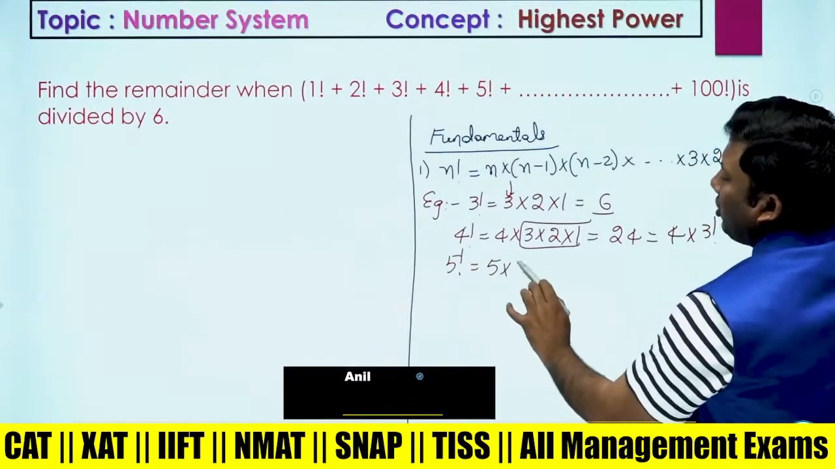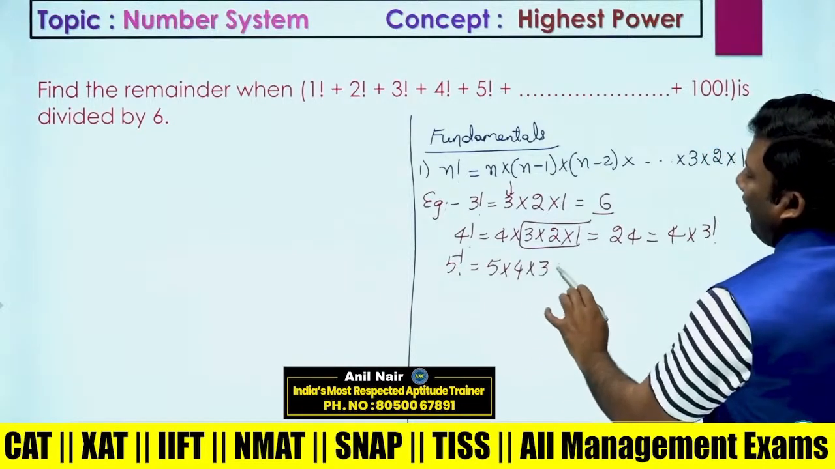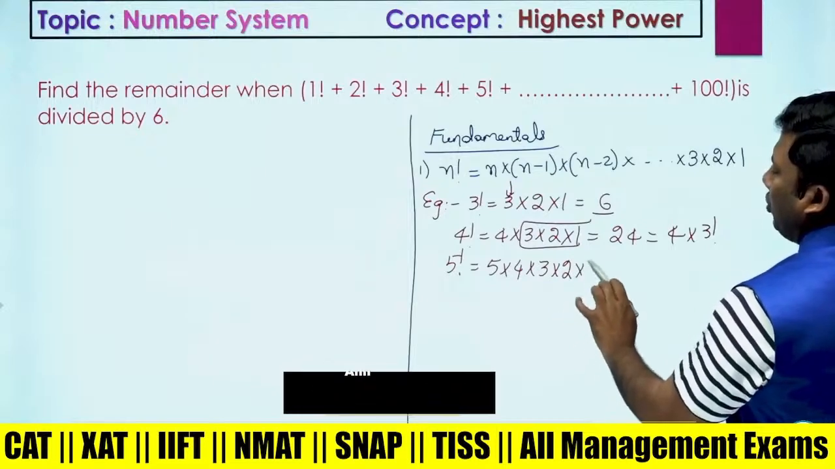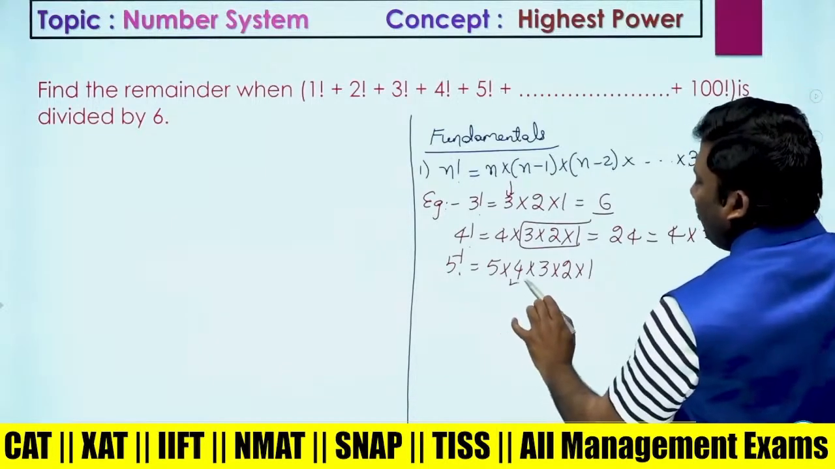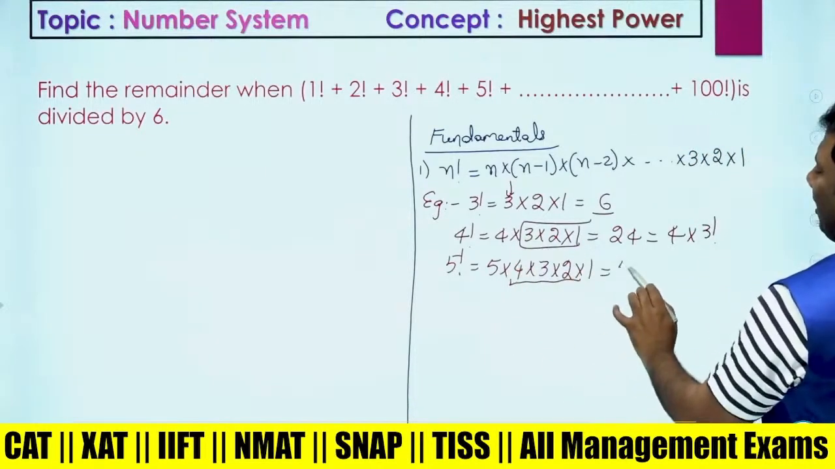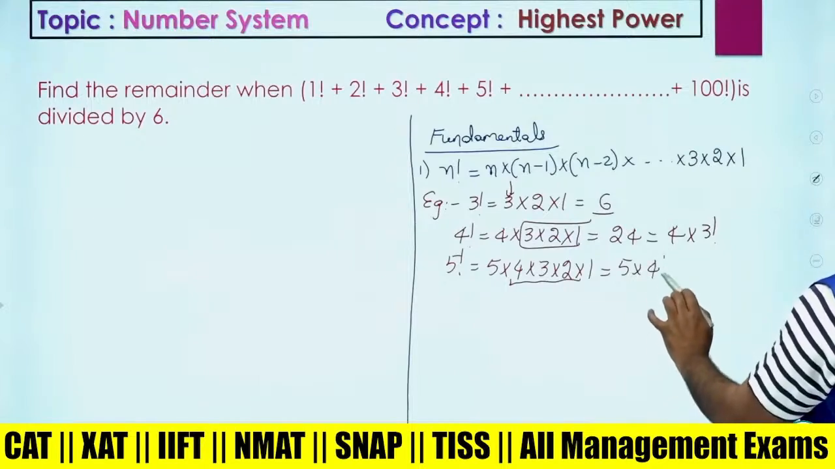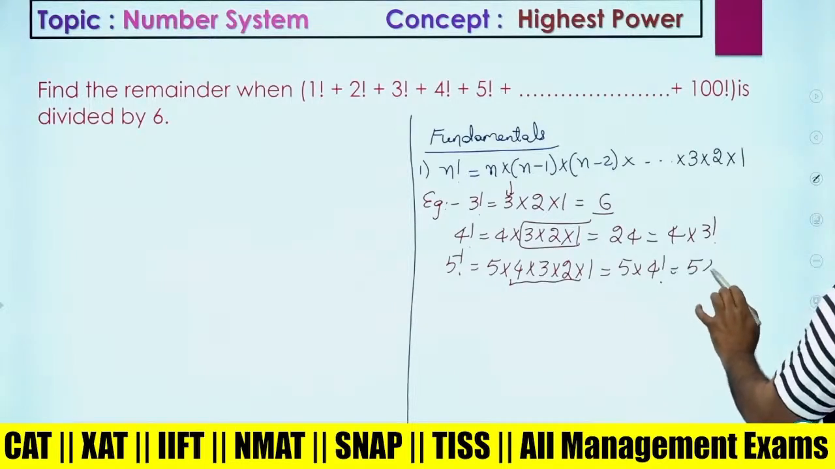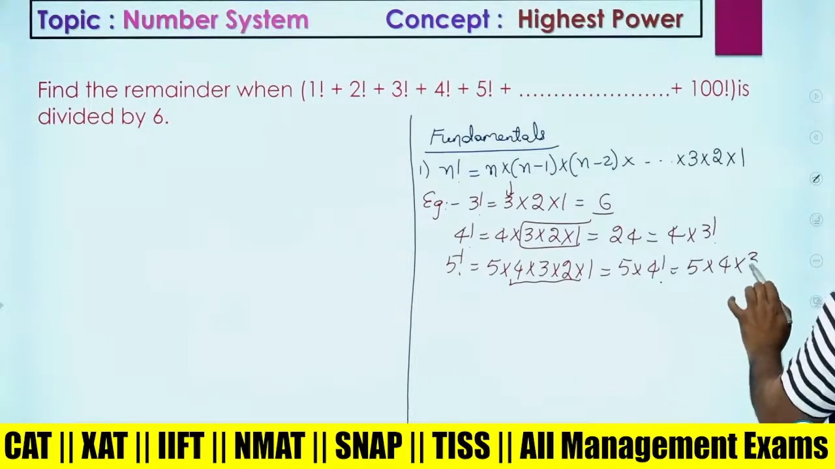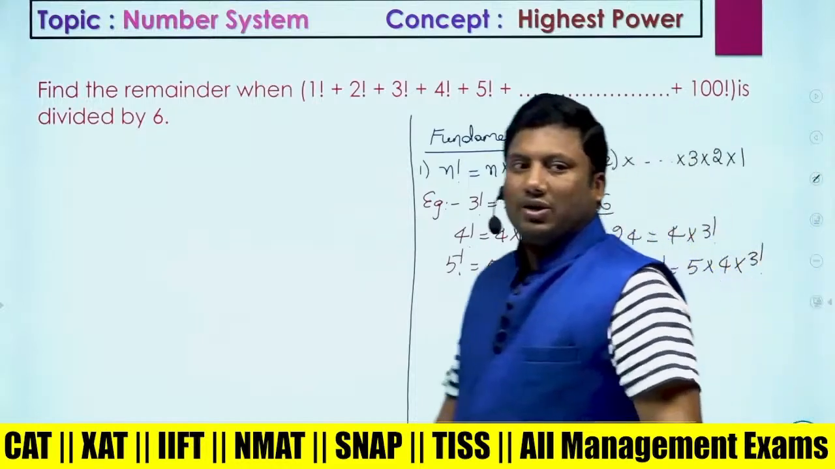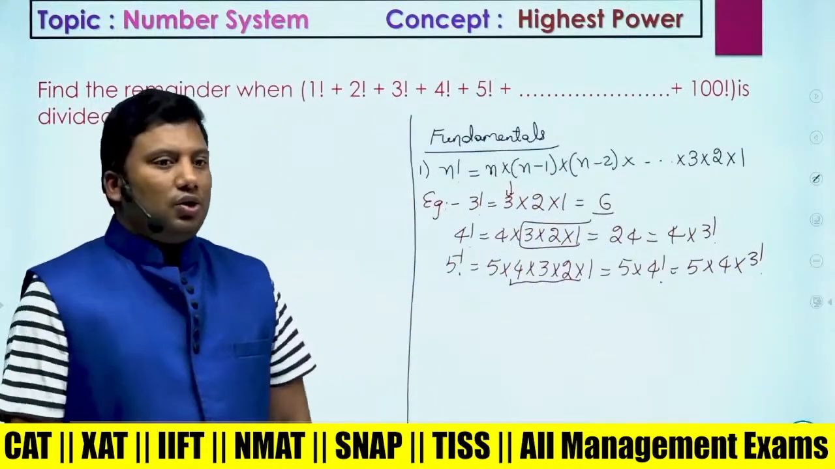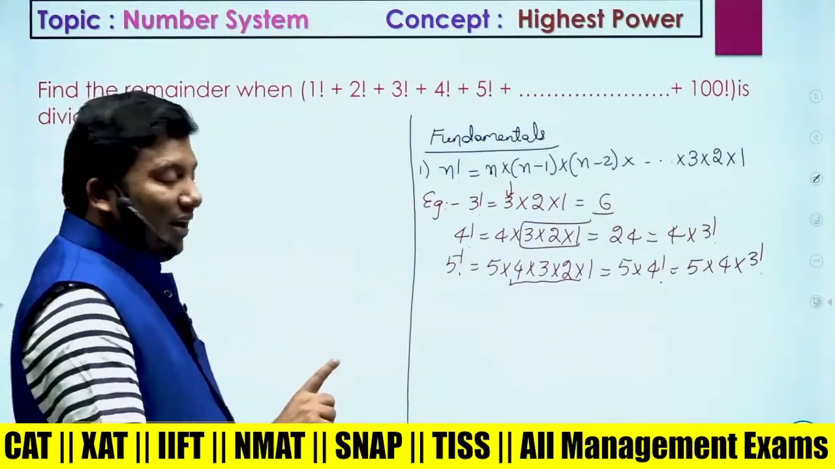5 factorial is the product of all natural numbers from 5 to 1: 5 into 4 into 3 into 2 into 1. This is 4 factorial, so it is 5 into 4 factorial. 4 factorial is 4 into 3 factorial. Are you all with me?